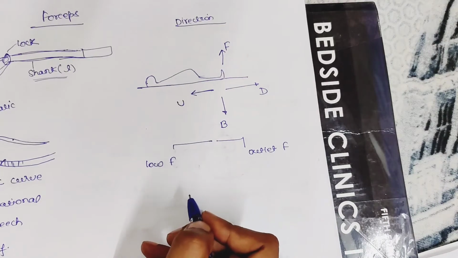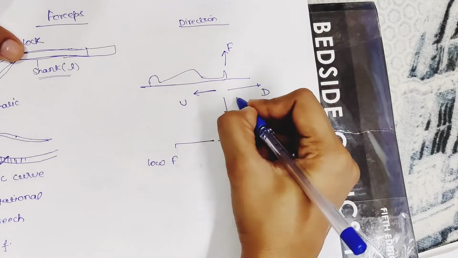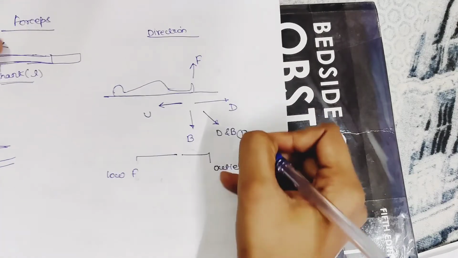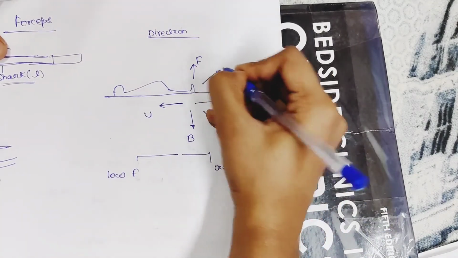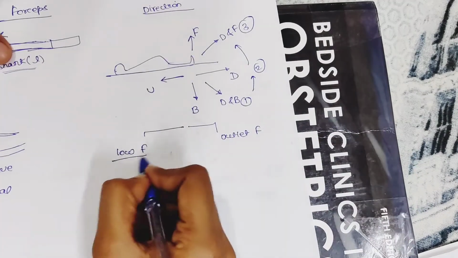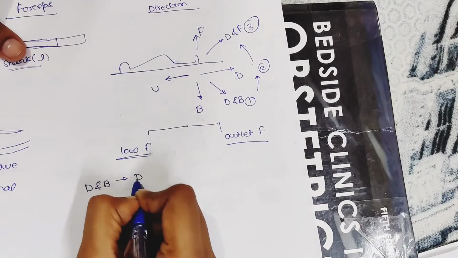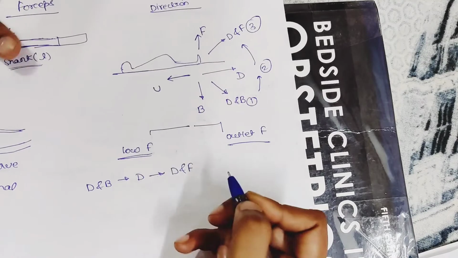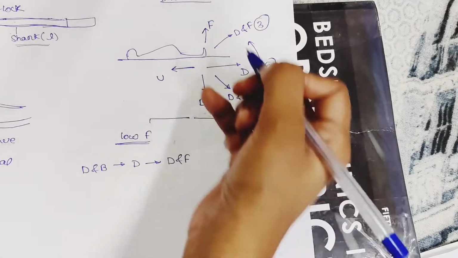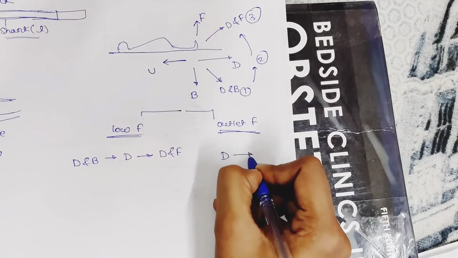In the low forceps, the head is at more than +2 station. So the first direction of pull will be downward and backward, then downward, then downward and forward. So in low forceps, the first direction of pull will be downward and backward, then downward and forward. But if we are applying outlet forceps, the head is already at perineum. We don't need to pull downward and backward. So here the first direction of pull will be downward only, and then downward and forward.